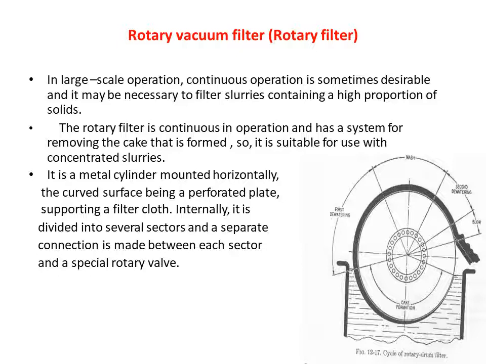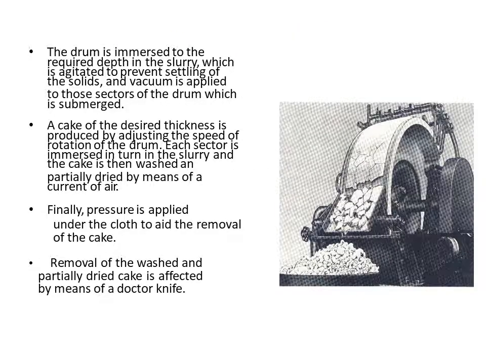It is a metal cylinder mounted horizontally, the curved surface being a perforated plate supporting a filter cloth. Internally, it is divided into several sectors and a separate connection is made between each sector and a special rotary valve. These are the internal structure of the rotary filter.